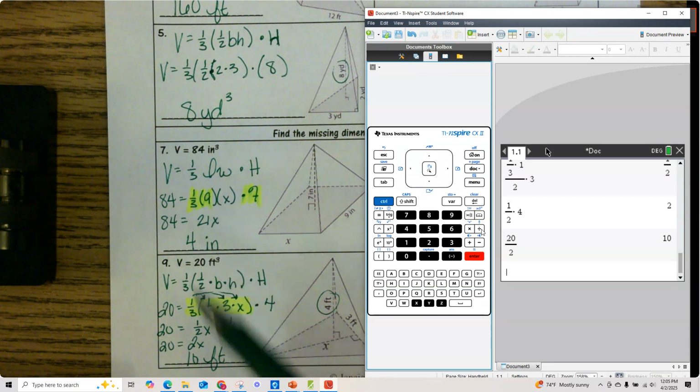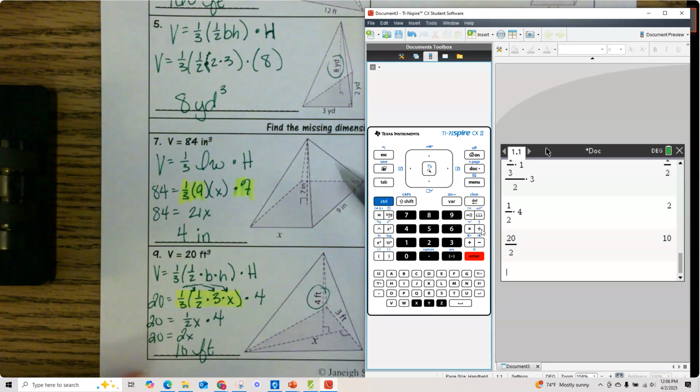If you write down what you're doing, what you're typing in the calculator, it makes it easy for me to check and to help you. So instead of starting the whole problem over, I can go, oh, just fix this number. All right, that is all that I have for you today.